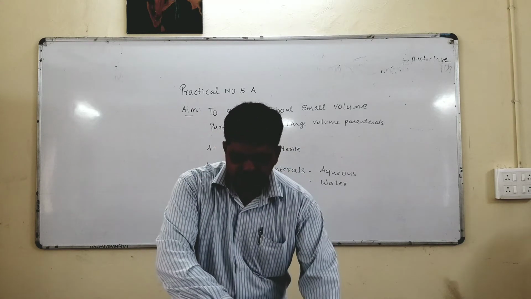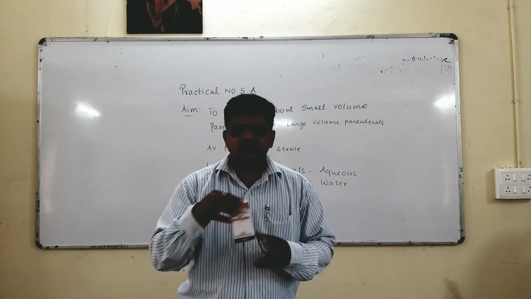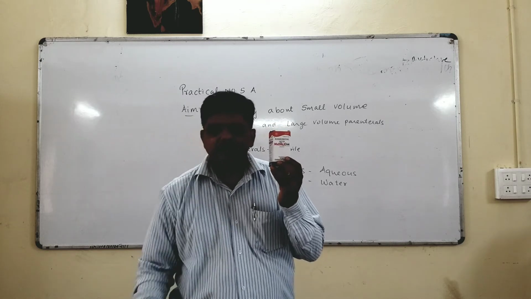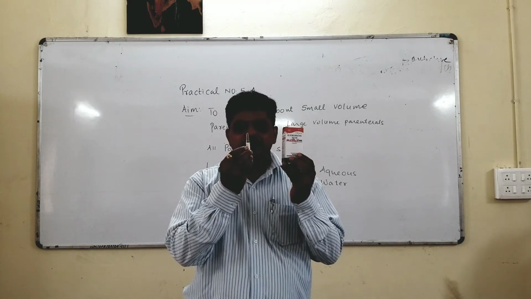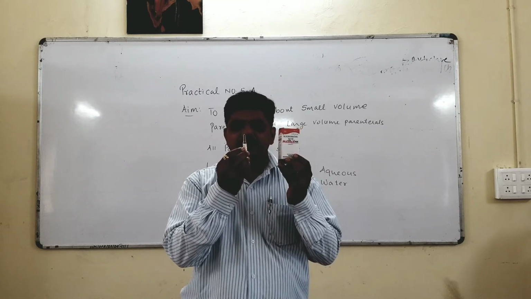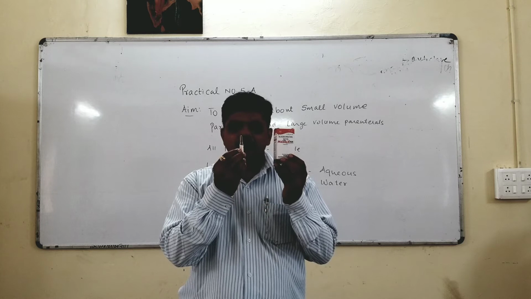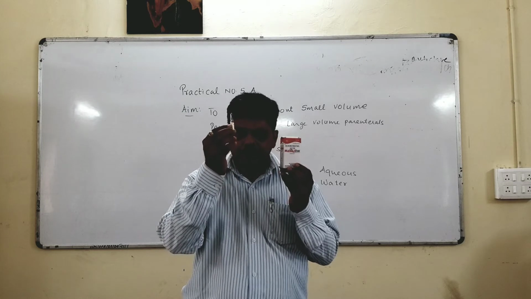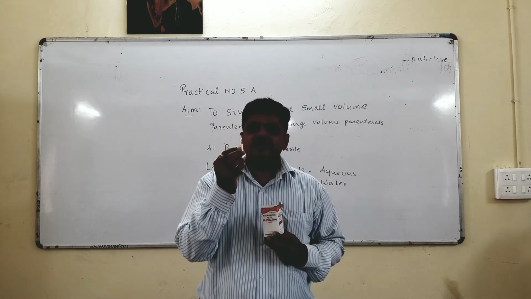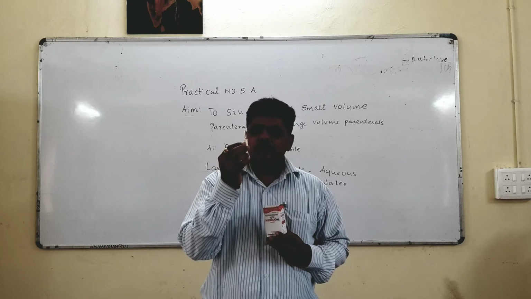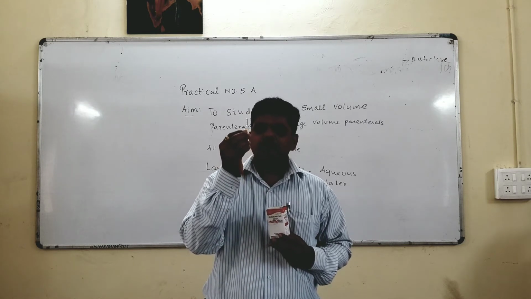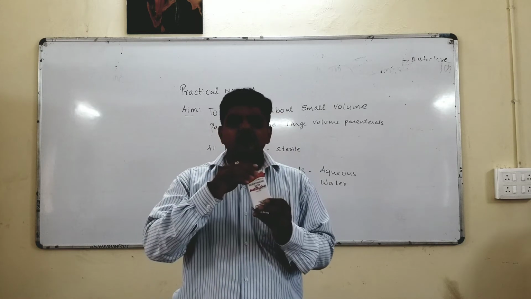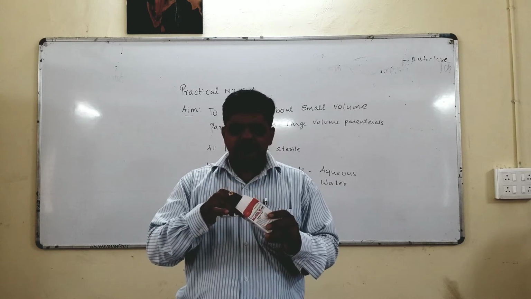Now, what are small volume parenterals? I can show you. This is a small volume parenteral. This is an ampule, which is to be injected intravenously, intramuscularly, or by the subcutaneous route. This ampule is a single dose small volume parenteral, while this one is a multi-dose small volume parenteral.